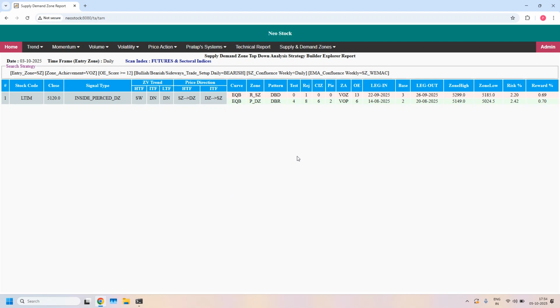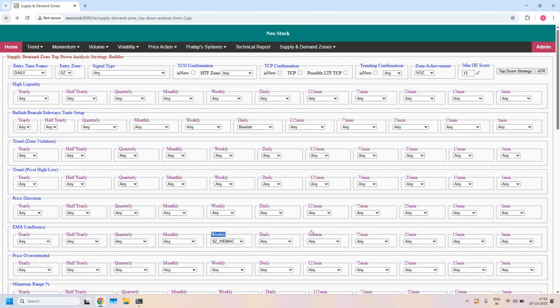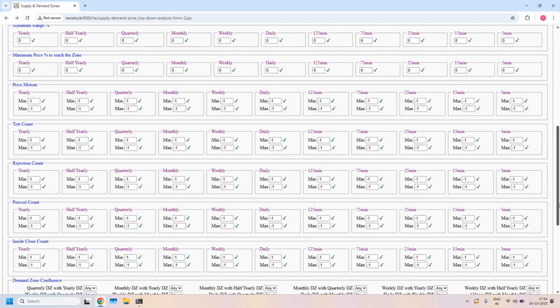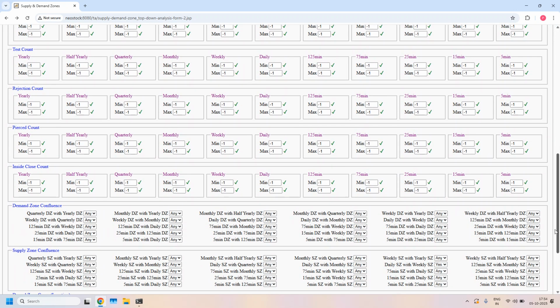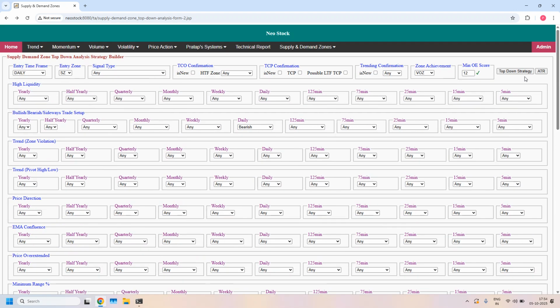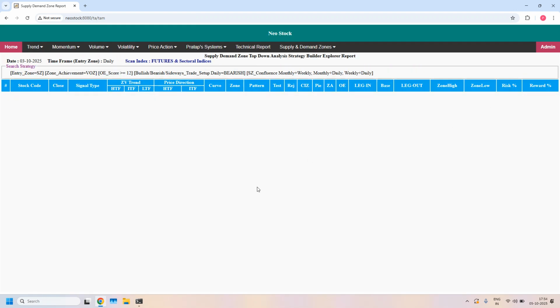Okay, next. LTF and ITF supply zone confluence we already enabled. Next, LTF, ITF, even HTF supply zone confluence. Let's verify. In the supply zone confluence, we have to set 3 filters: daily and weekly, daily and monthly, weekly and monthly supply zone confluence. With all the 3 filters, we don't have any stocks. Fine. So this is the monthly income trade.